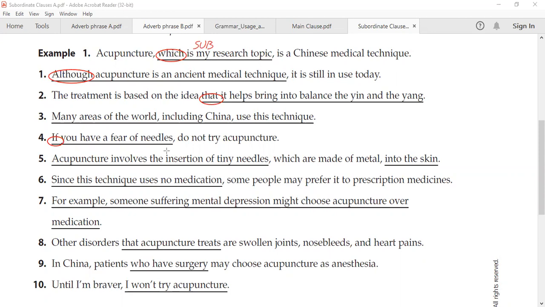You can practice the rest of the sentences in the worksheet, and you can find it in the description below.